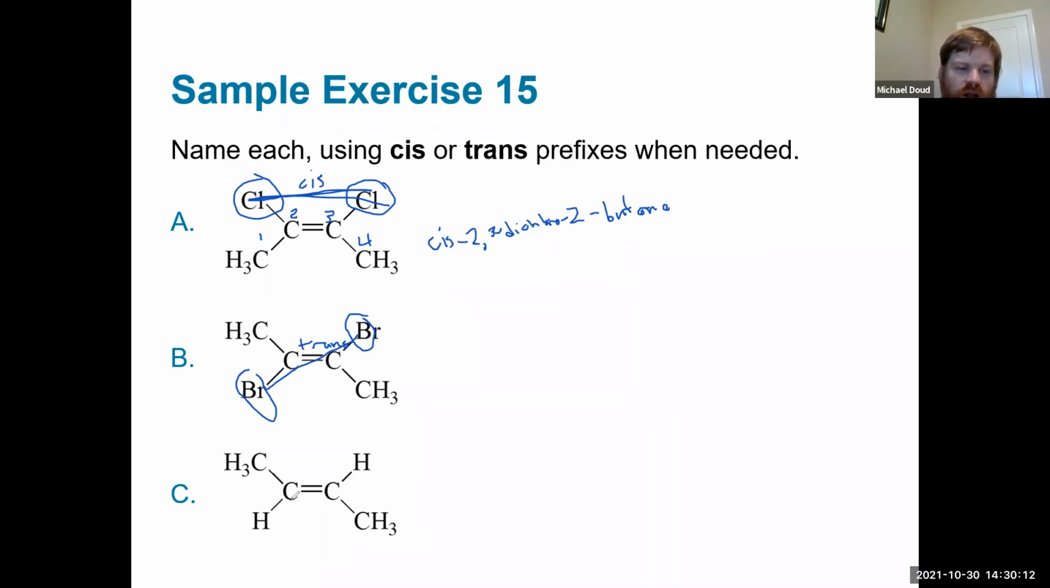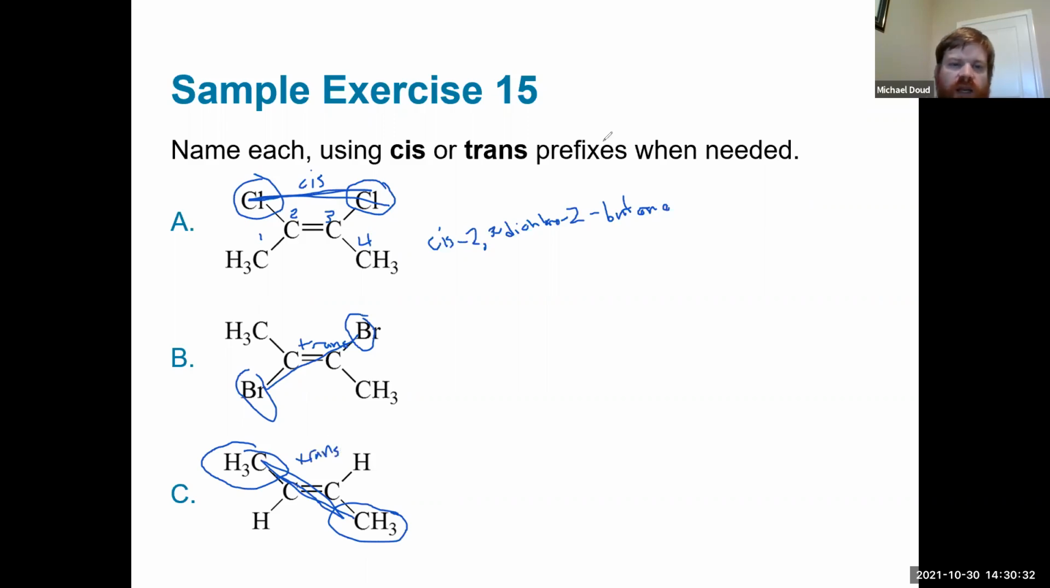And down here, this carbon has a methyl group and a hydrogen. This carbon has a methyl group and a hydrogen. So definitely cis-trans isomerism is possible. And then we have our 2 methyl groups here. They are across the double bond from one another. So that's, again, a trans isomer.